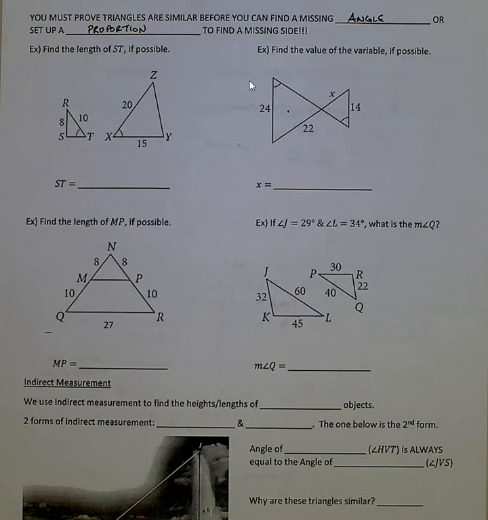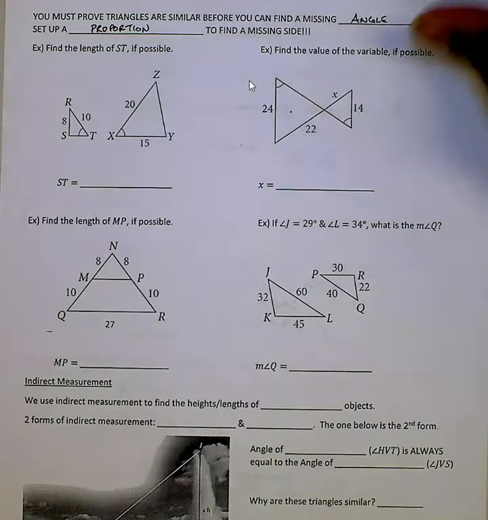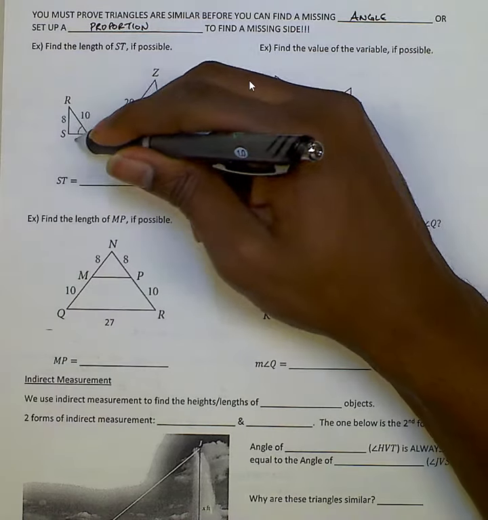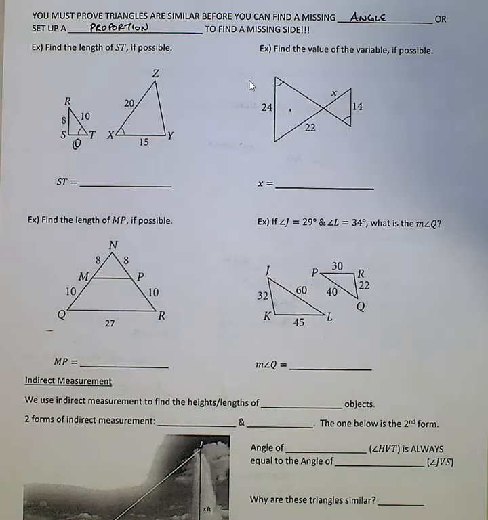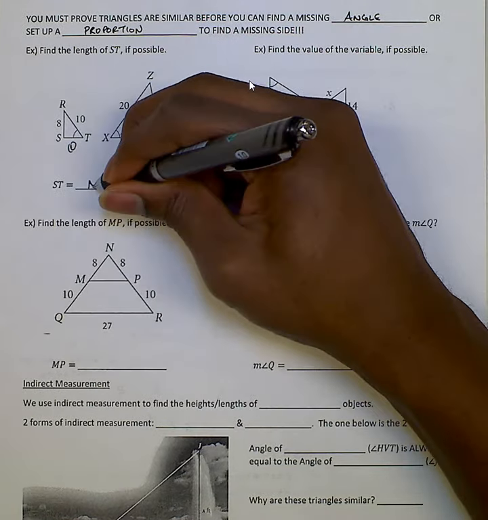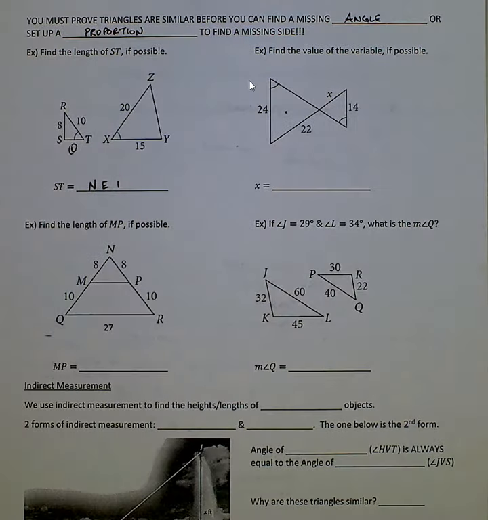So, the first example says, find the length of ST if possible. If possible is a big thing. They gave us two sides and an angle, so they're probably going for side-angle-side similarity. Remember, for side-angle-side similarity, we need two sides and an included angle. So we're given these two sides, but look here. ST would be the side that would include angle T. Even though we're given an included angle here, we're not given it here, so we do not have enough information. We cannot prove that the triangles are similar first, so we can't find ST.